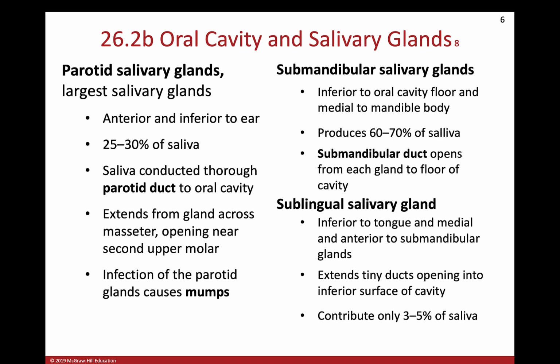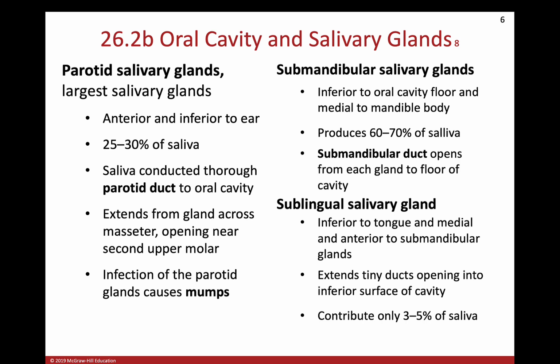Submandibular salivary glands, they produce the greatest amount of saliva, from 60 to 70%. They are inferior to the oral cavity floor and medial to the mandible body. The submandibular duct opens from each gland to the floor of the oral cavity.